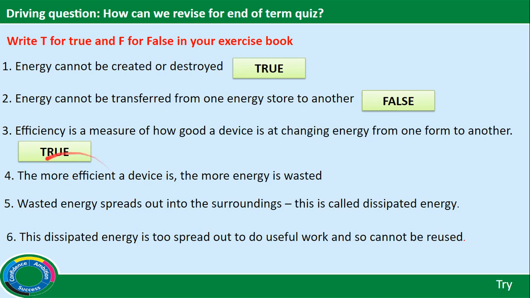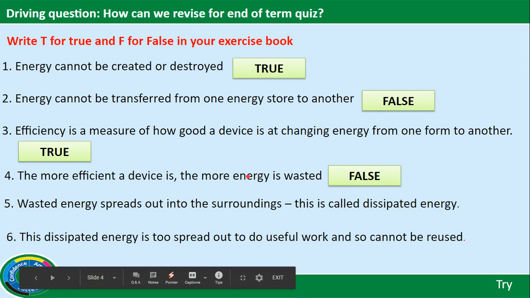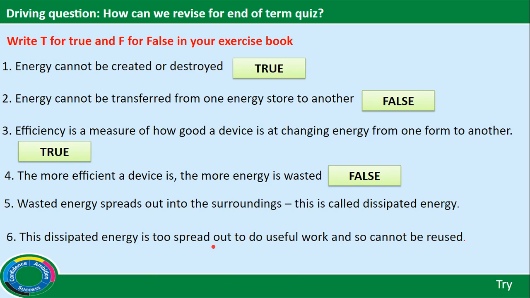The more efficient a device is, the more energy is wasted. That is false. The more efficient a device is, less energy is wasted. Question number 5. Wasted energy spreads out into the surroundings, and this is called dissipated energy. That is also true. And lastly, this dissipated energy is too spread out to do useful work and cannot be reused. That is also true. So this is just a recap from your previous lessons from the entire term. Now let's move on to the next activity.